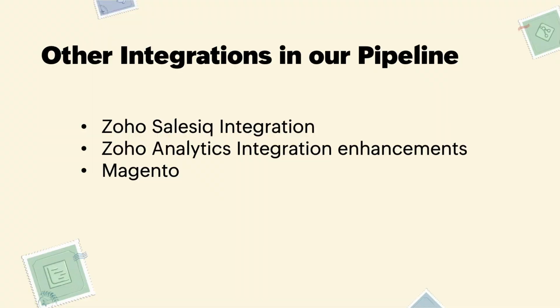Other integrations in our pipeline. We have a few integrations in our pipeline. We are going to integrate with Zoho SalesIQ. And we have an existing integration with Analytics, but this Analytics integration will be enhanced, so you can see more insights like the emails going out, the metrics of opens, clicks, and other information. Right now we have only emails. We are going to push other information about SMS, whatever channels we support in marketing automation. This will be shared into Zoho SalesIQ and also the Zoho Analytics integration. And we are going to get Magneto.